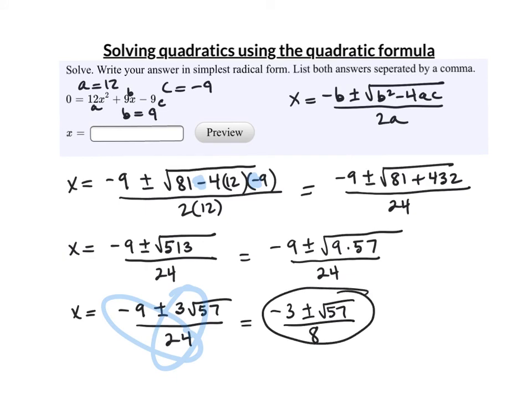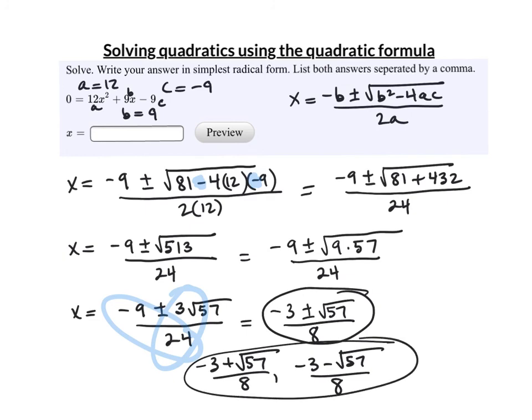So right there is my answer, and we can split that up into two answers. It'd be negative 3 plus root 57 divided by 8, and negative 3 minus root 57 divided by 8. That's a bit tricky, but this is your first experience with anything like this, and it just takes some getting used to, and it will get easier in time.